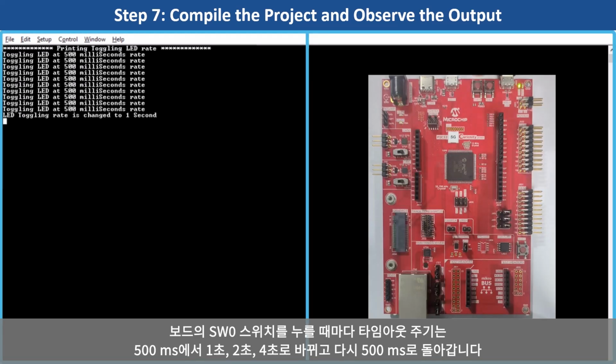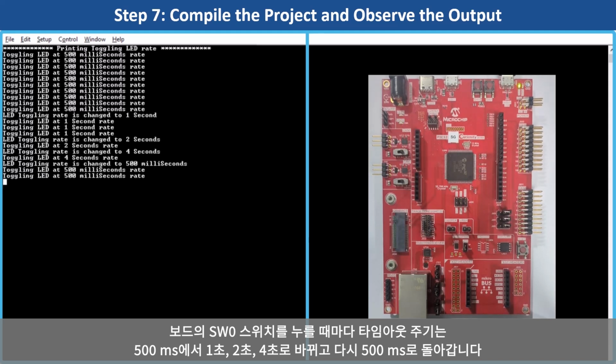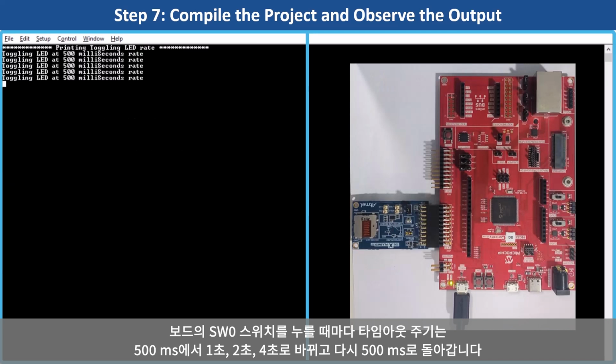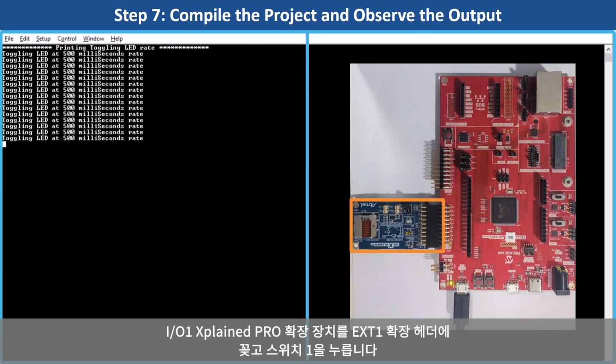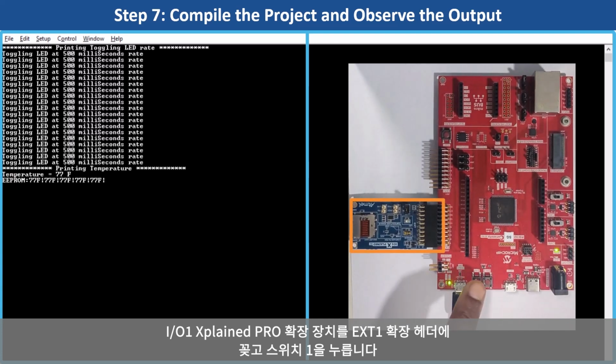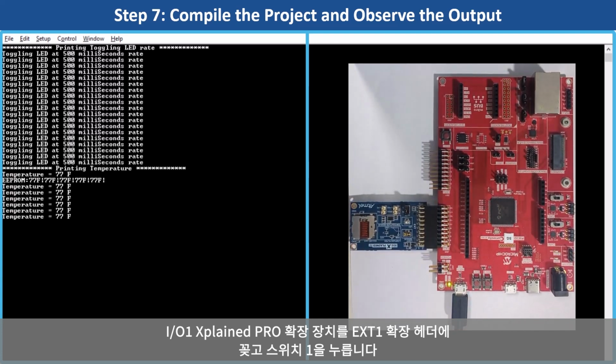The periodicity of the timeout will change from 500 milliseconds to 1 second, 2 seconds, 4 seconds and back to 500 milliseconds every time you press the switch SW0 on the board. To test the extended functionality, plug the IO1 Xplained Pro extension into the EXT1 extension header and press switch 1.